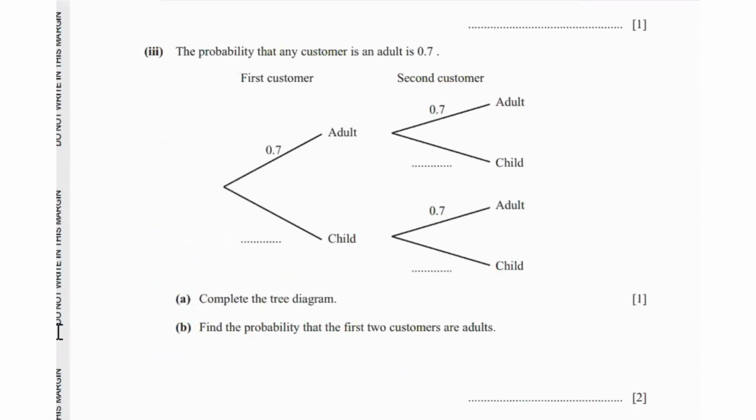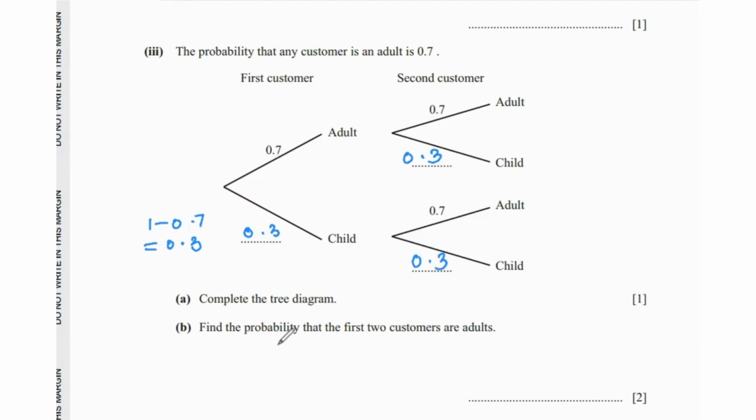Then it says the probability that any customer is an adult is 0.7. So we have a tree diagram and they want us to complete the tree diagram first. So if the probability of the customer being an adult is 0.7, then for the customer to be a child is going to be 1 minus 0.7, which is 0.3. So the same logic applies over here since the probability is not changing, it's the same thing happening. So 0.3 over here and 0.3 over here as well.